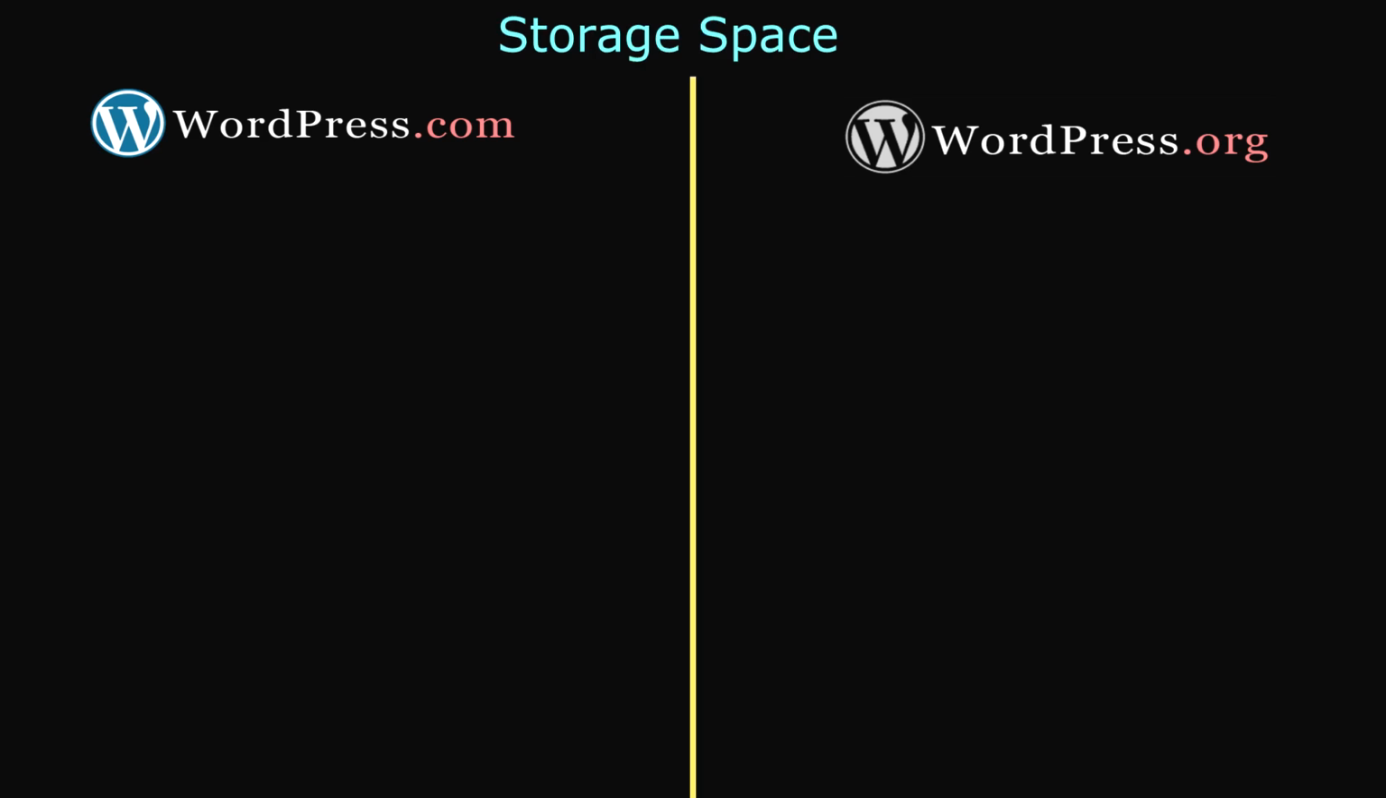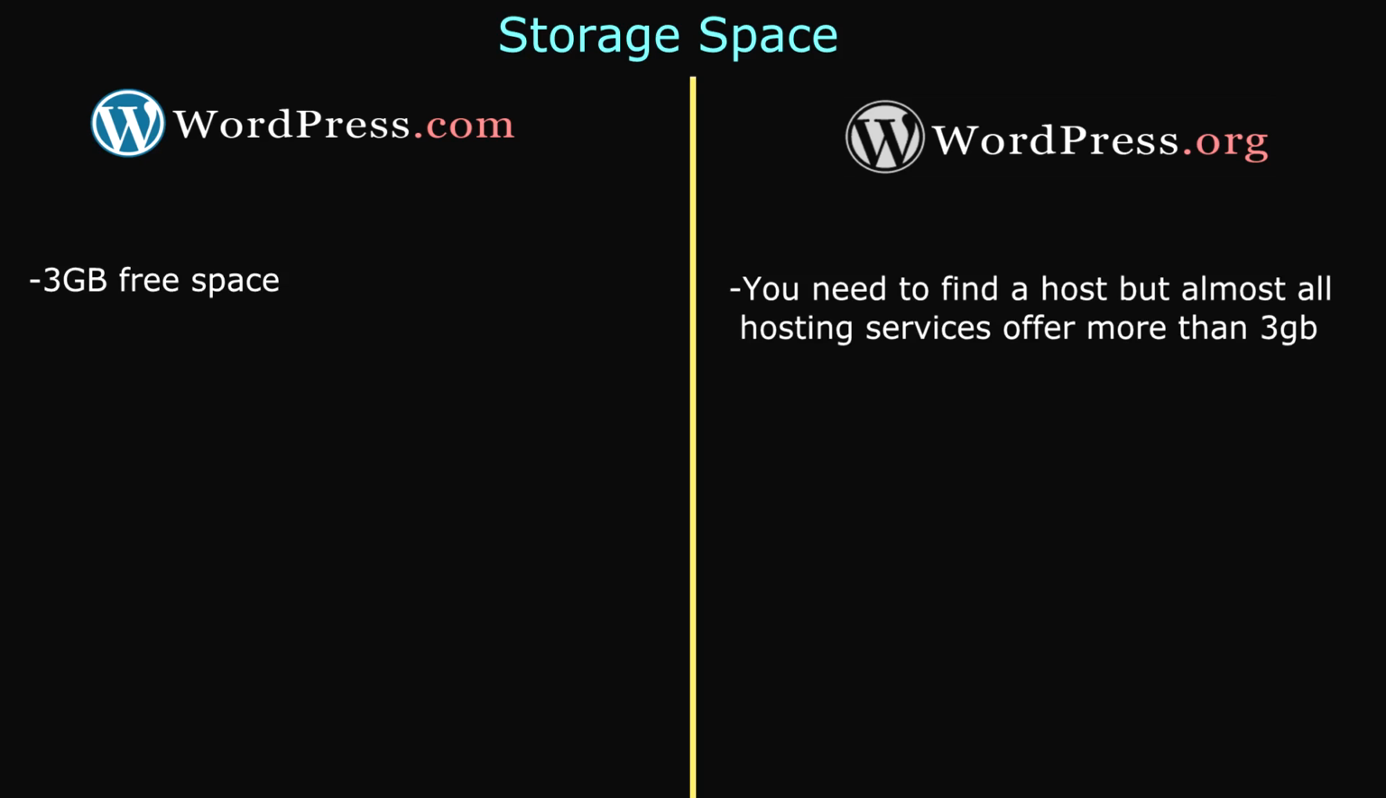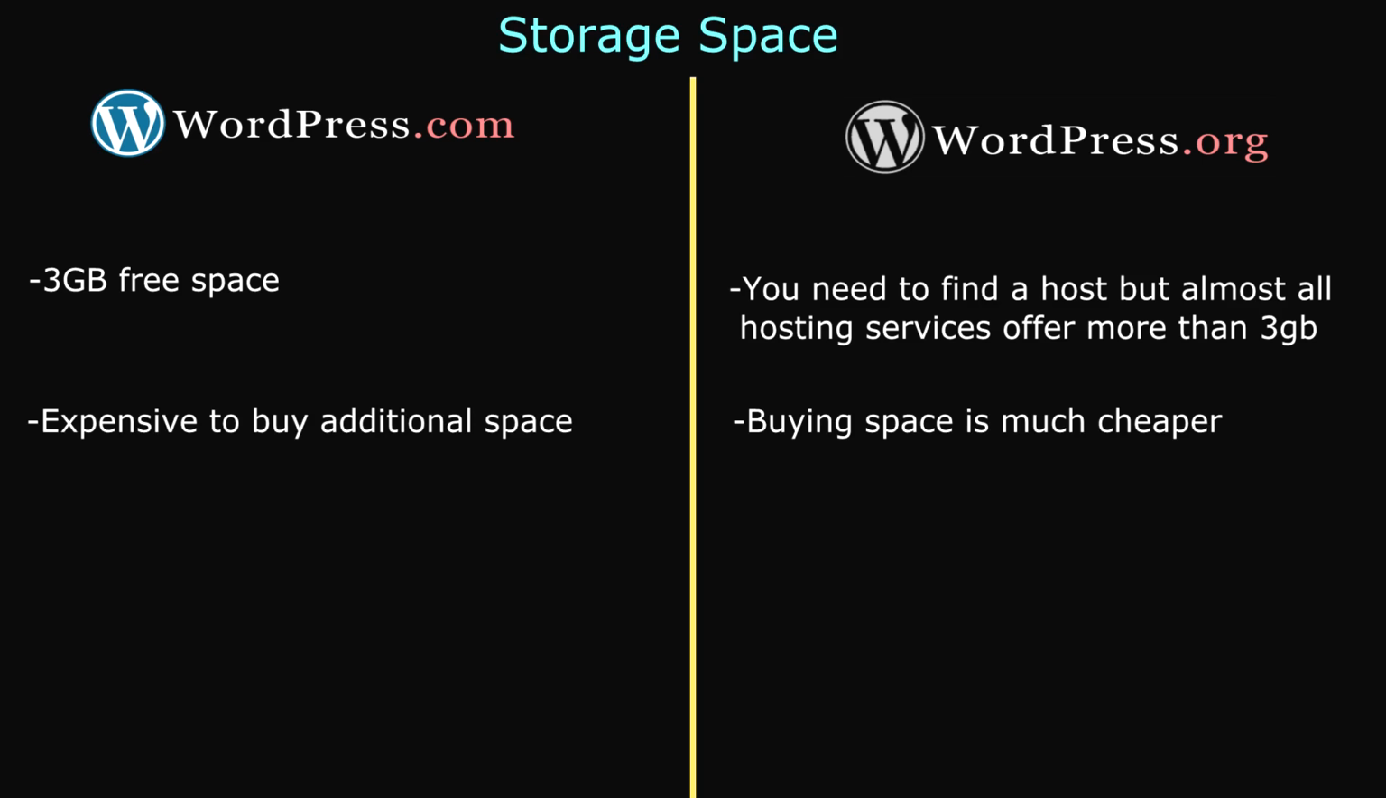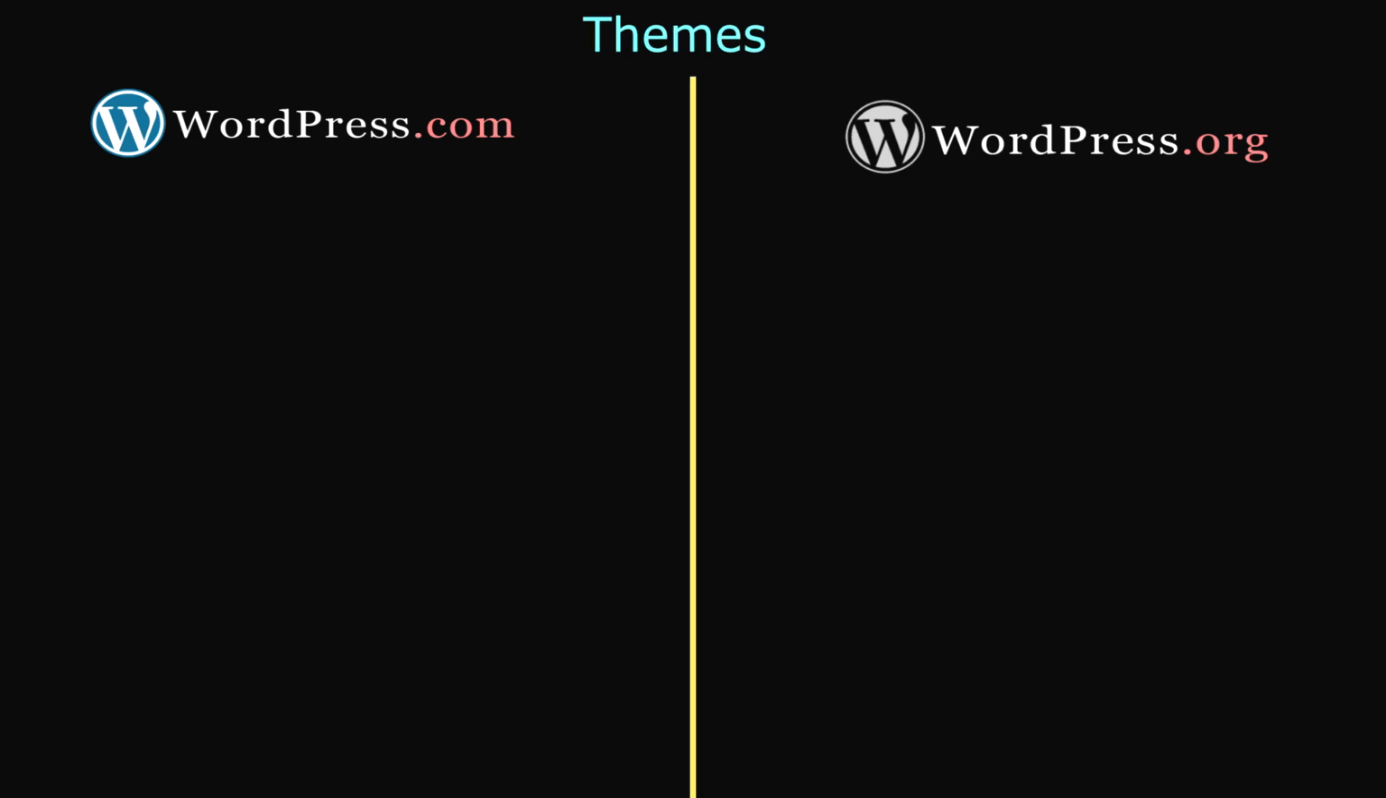Another thing we need to look at is storage space. With WordPress.com, you get 3 GB free storage space. With WordPress.org, you need to find a web host, but almost all hosting services offer more than 3 GB of storage space. With WordPress.com, you can buy additional space, but buying space is much more expensive than buying space for your own hosted website.